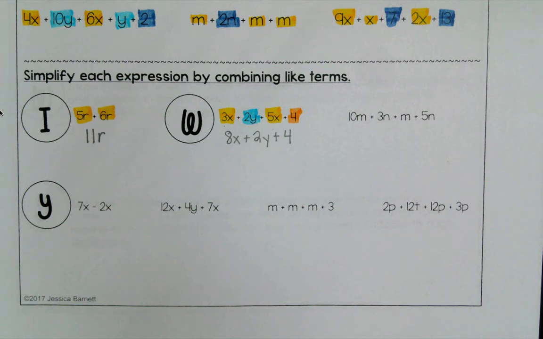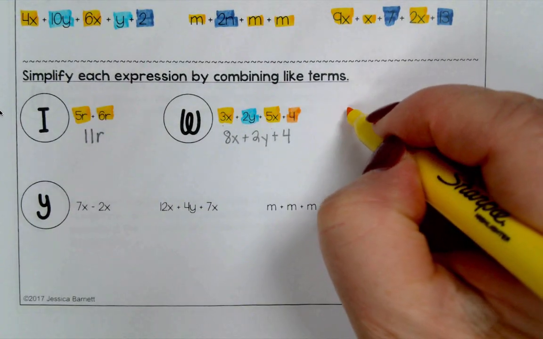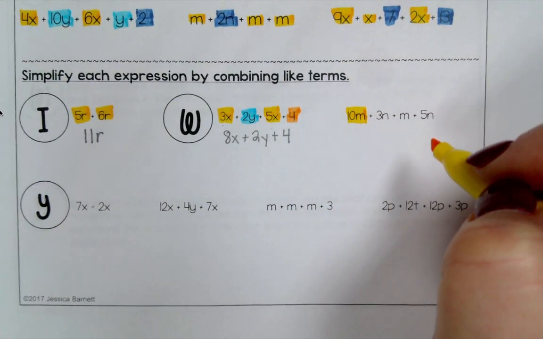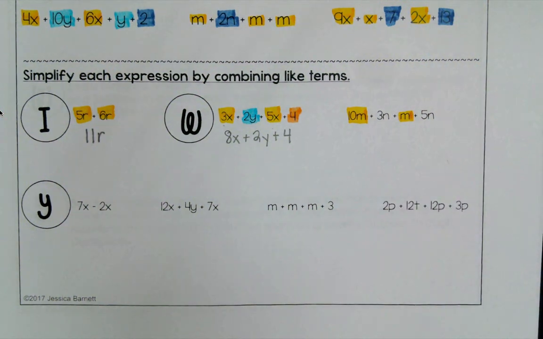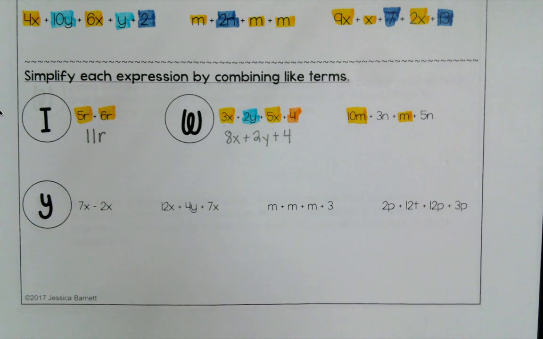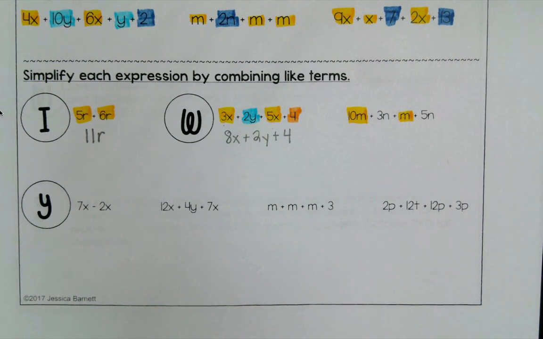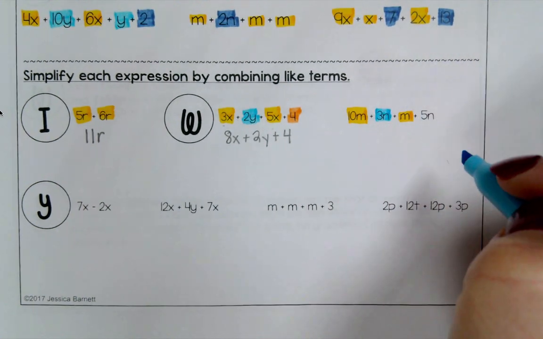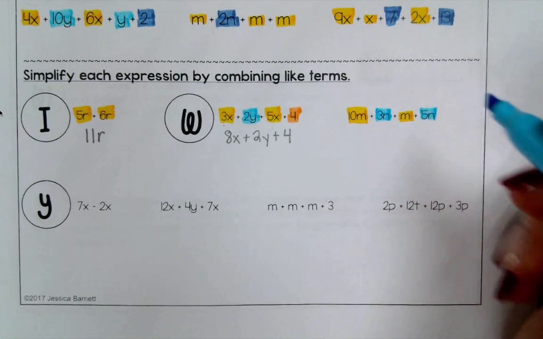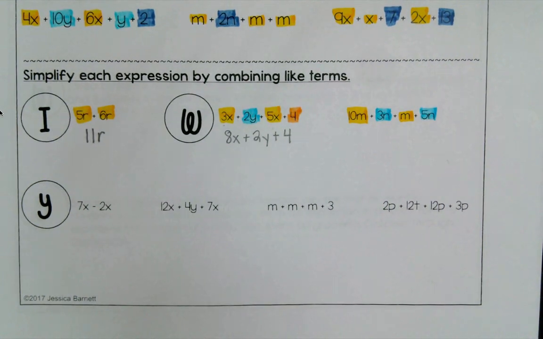All right, look at this one. I have 10m. Another term with m is just m by itself. I don't have any more, so I'm putting this away. My next one is 3n. Do I have any more with n? I do have 5n. In this case, we're adding everything.